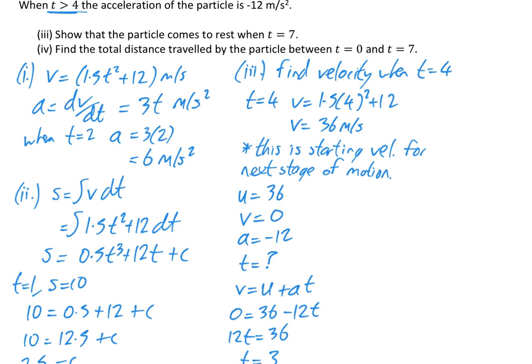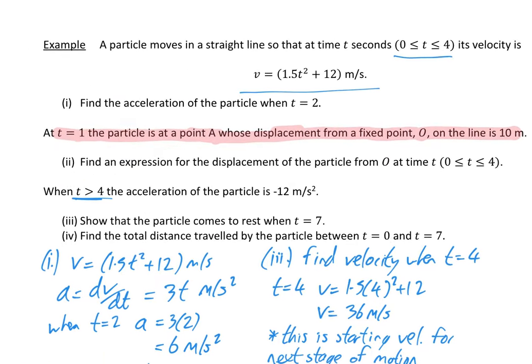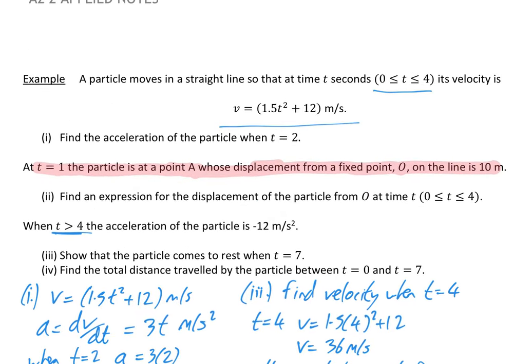Okay, last part of the question, last part of this video, it says, find the total distance traveled by the particle between t is equal to 0 and t is equal to 7. Okay, for the first stage, it doesn't come to rest in the first stage. So if you look back at your formula for your velocity, it's not going to come to rest because it's all going to be positive. There's nothing to actually give this a negative velocity. If your t from 0 to 4, that's going to be 1.5 times anything between 0 and 4 is going to be positive, and then plus 12, it's all going to be positive. So it's definitely not coming to rest. We don't have to worry about that.